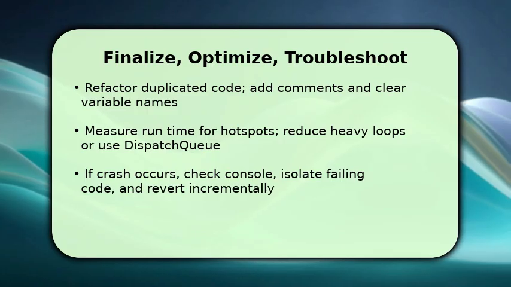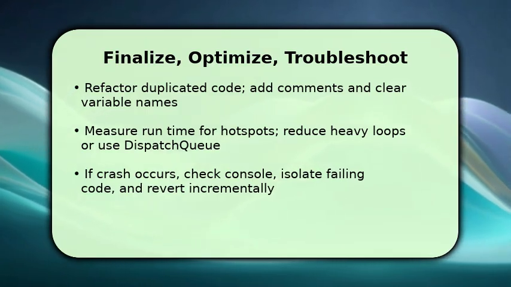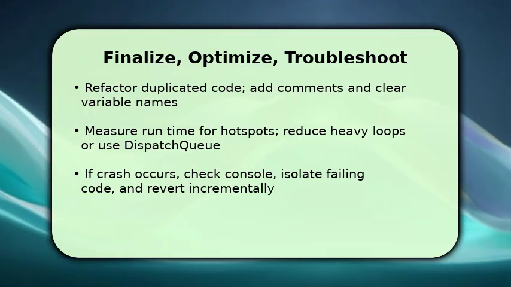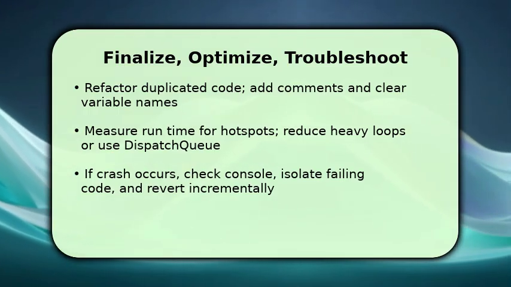If something fails, inspect the console for the error message, comment out recent changes, and reintroduce them one at a time to isolate the issue. This systematic rollback usually reveals the root.